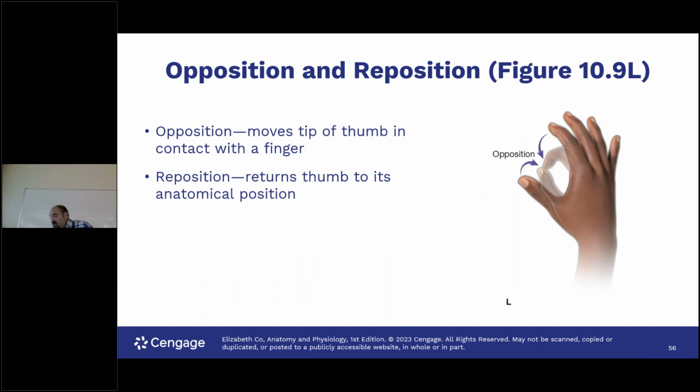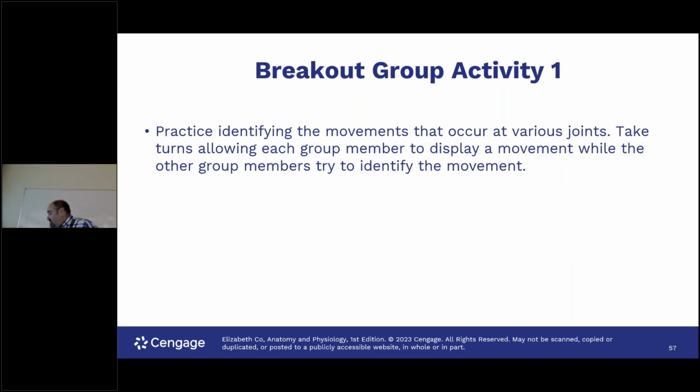Opposition and reposition. So we have opposable thumbs, do we not? Just like the primates and such can have that. And honestly, it doesn't mean we're related. It just means that they have that ability to do the same type of range of motion we do.